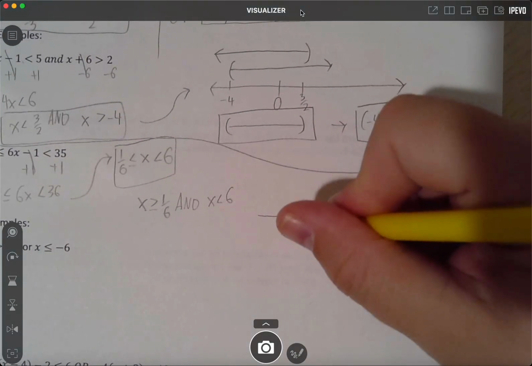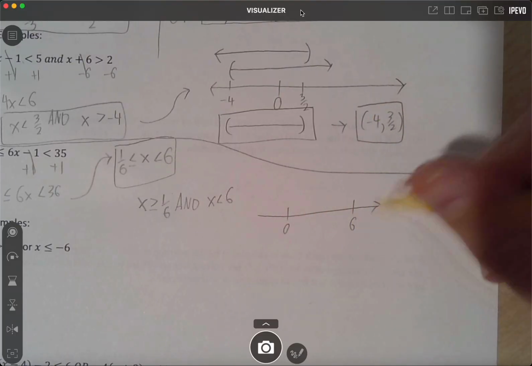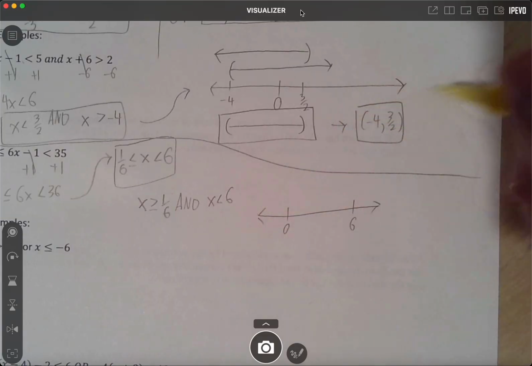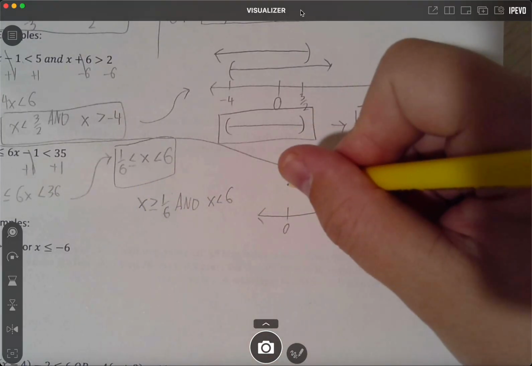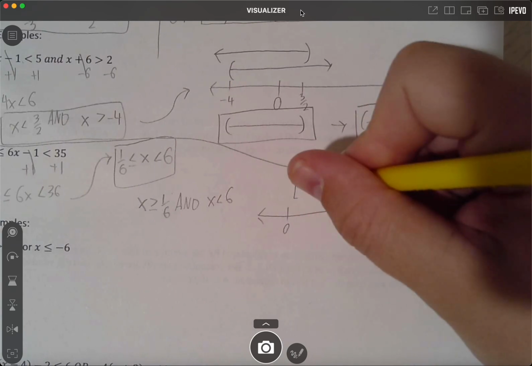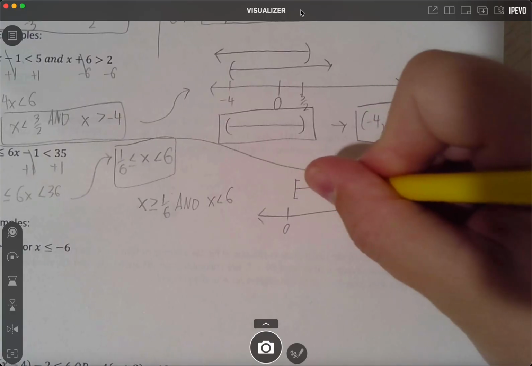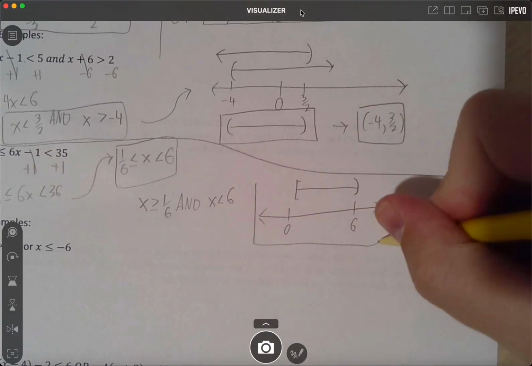Really quick then, what's your graph going to look like? Well, here's 0, and maybe here's 6 over here just for some scale. And this graph should be pretty easy, and actually, when you have it this way, this is really convenient. This is saying, hey, 1/6 is about right here, right next to 0, probably even closer. And then I can go all the way up to 6, but I just can't be 6 exactly.